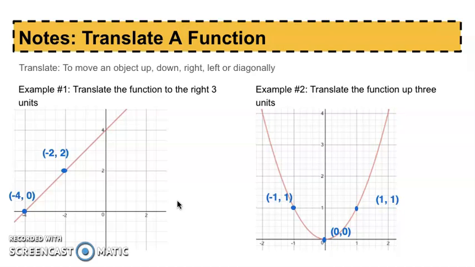We're just talking about translation here. We're not talking about transformations. Again, just translations, so the direct moving of an object up, down, right, left, or diagonally. In example 1, we're asked to translate the function to the right 3 units.